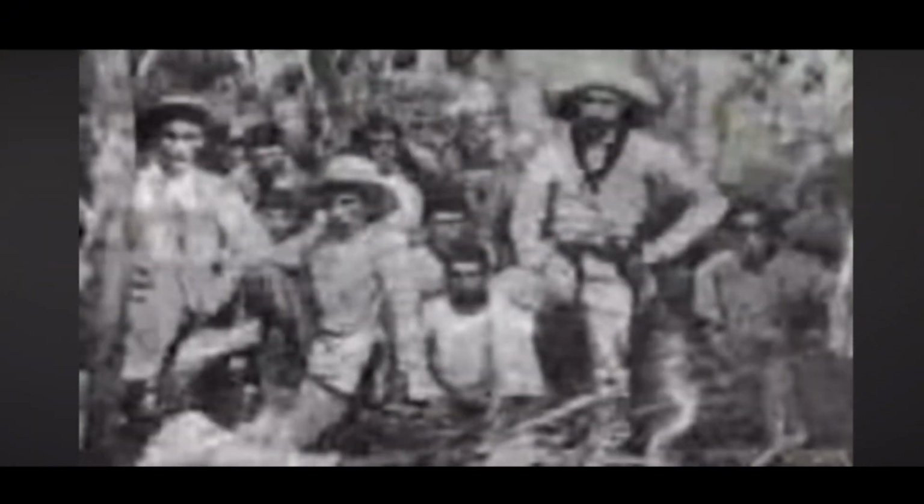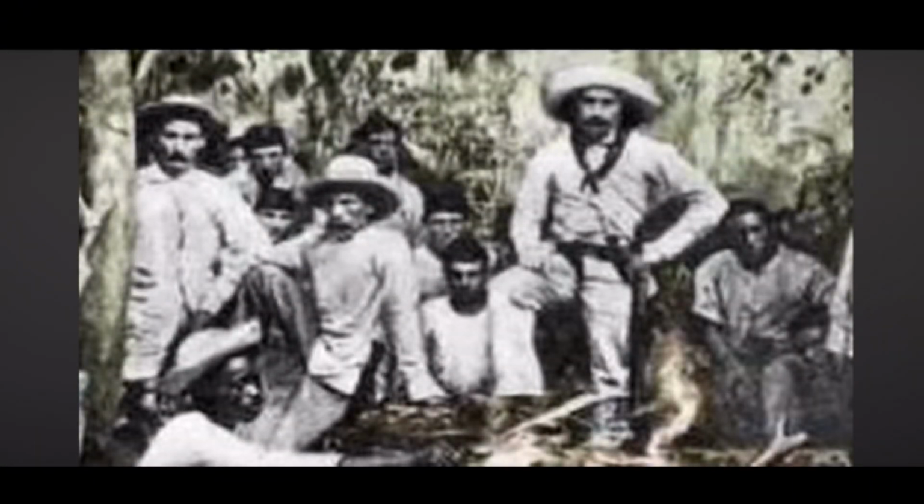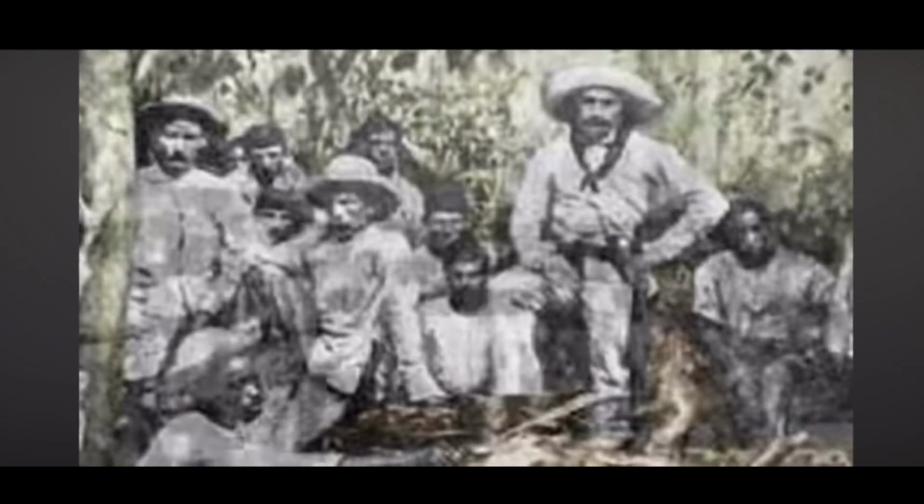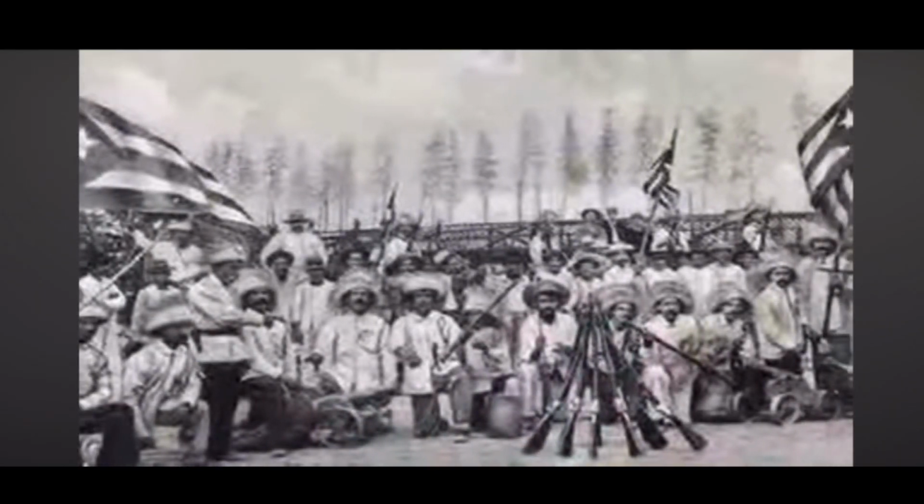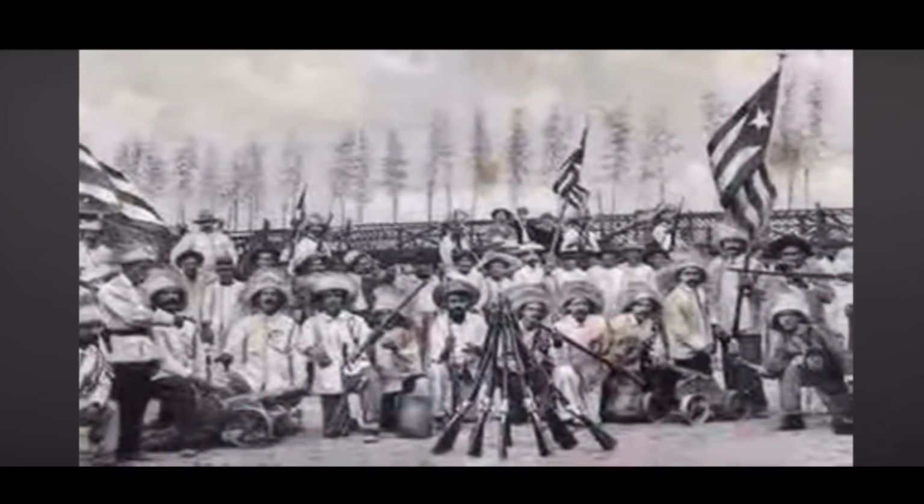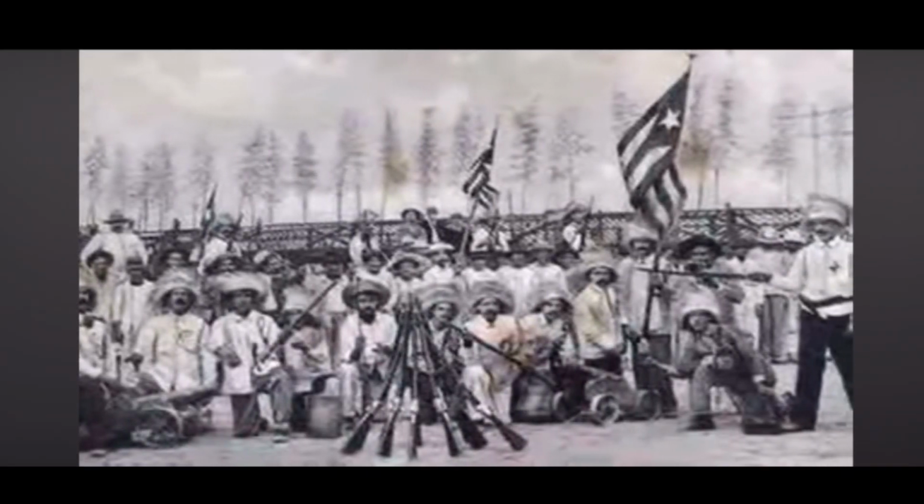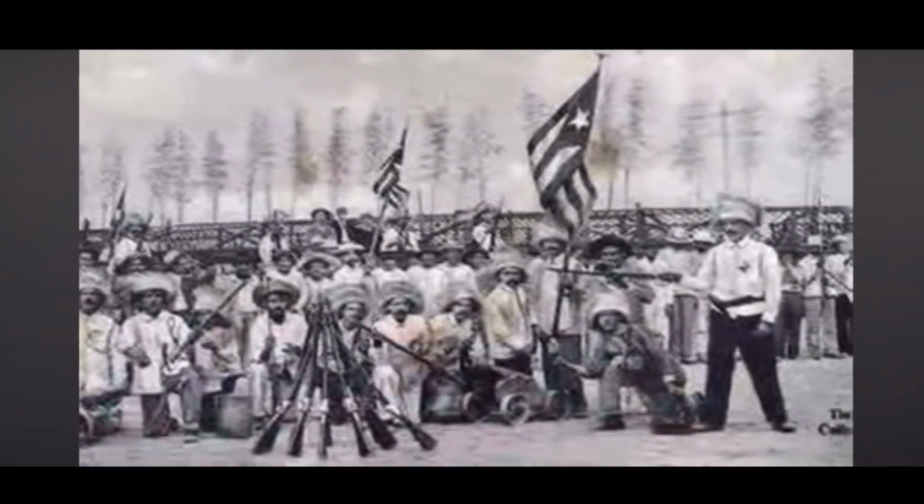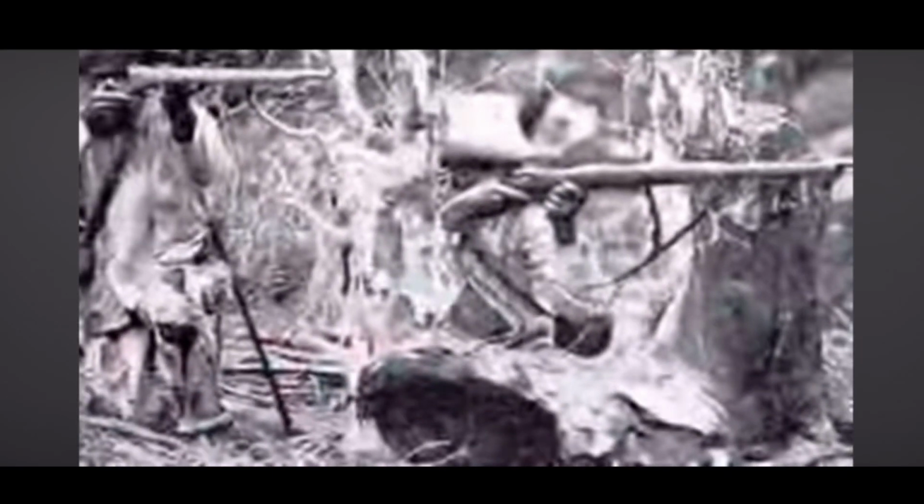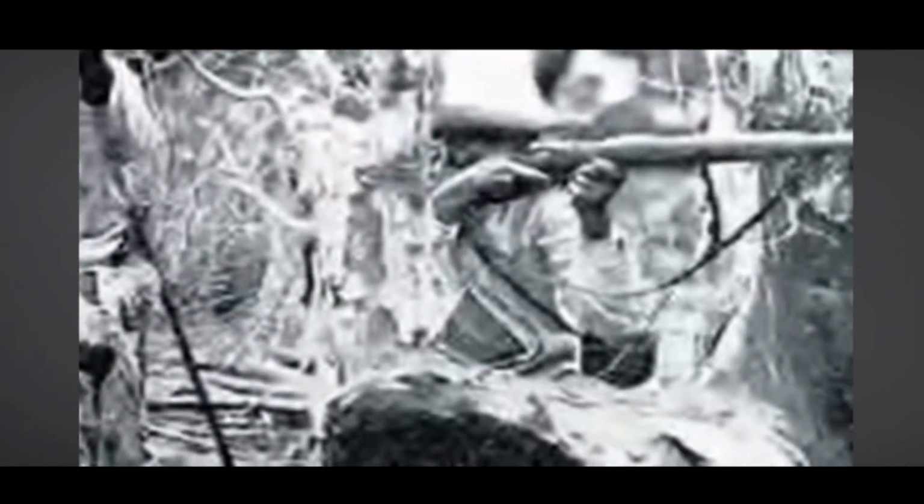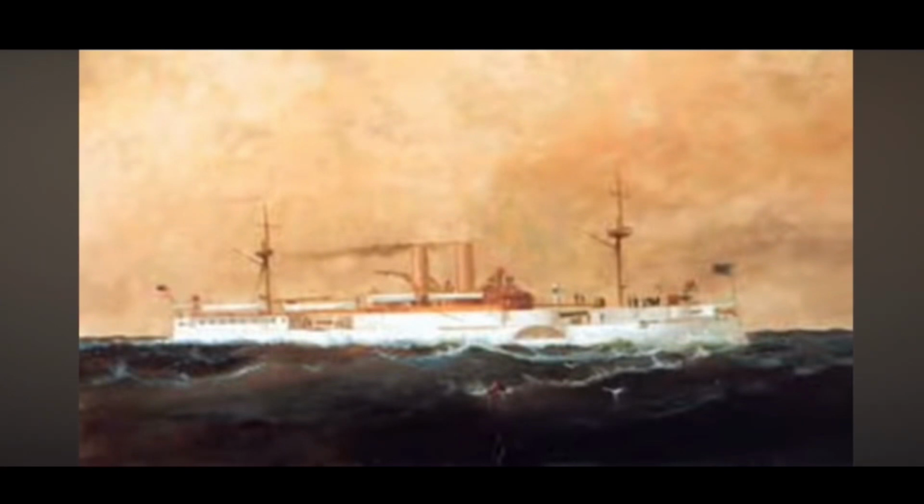The last but not least was the explosion of the USS Maine. On February 15th, 1898, the U.S. Maine, a U.S. battleship docked in Havana Harbor, exploded, killing 266 sailors. Though the cause was unclear, newspapers blamed Spain. The rallying cry became, "Remember the Maine, to hell with Spain." Then the war would soon begin.